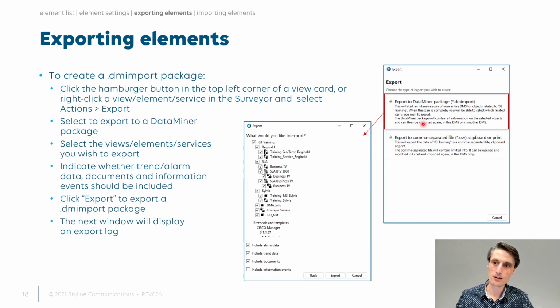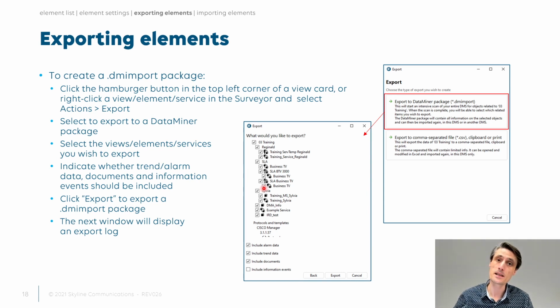What does it do? If you click on it, you can already see that it basically allows you to export views, services, elements, protocols, templates, alarm templates, trend templates, alarm data, trend data, documents, information events, everything. Basically, you can take a whole tree structure, a complete site with everything in there, with all the configuration, export that, and then go through to another DataMiner system and there import it again.